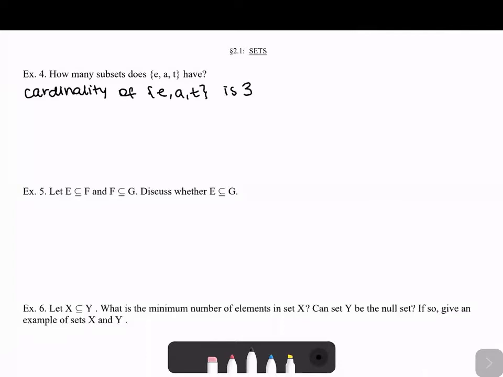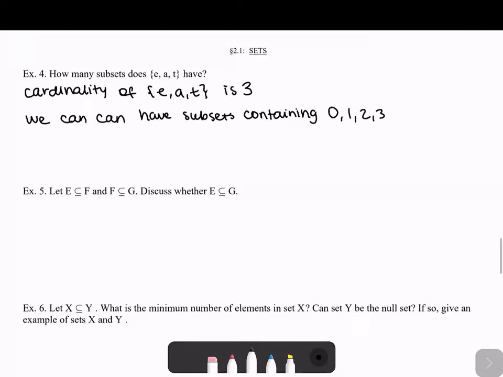So that means that we can have subsets containing a different number of elements. So we can have 0 elements, 1 element, 2 elements, and 3 elements. So we can have subsets containing 0, 1, 2, and 3 elements.